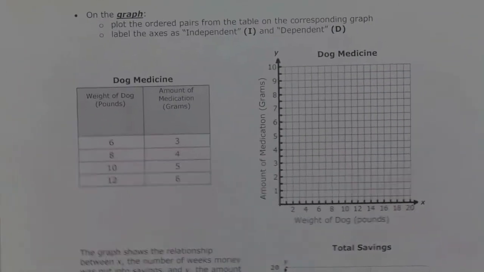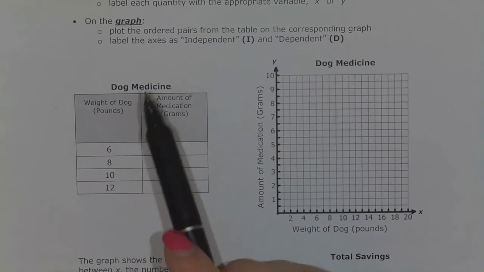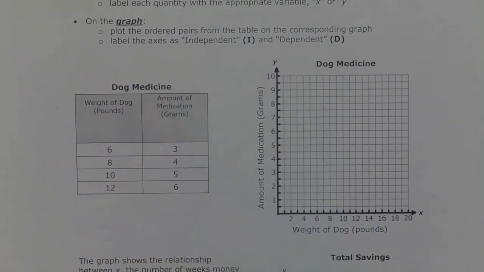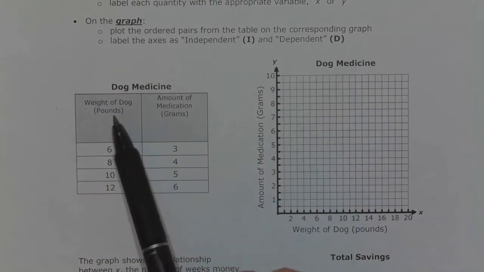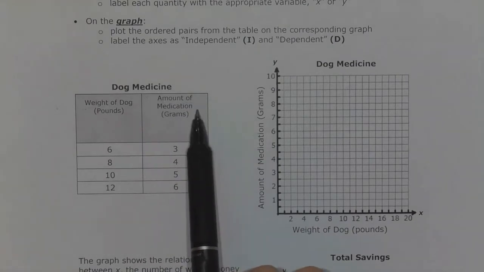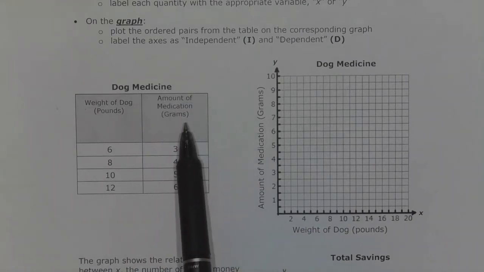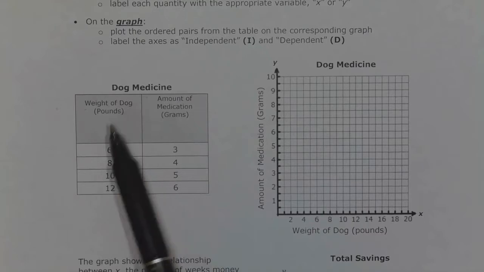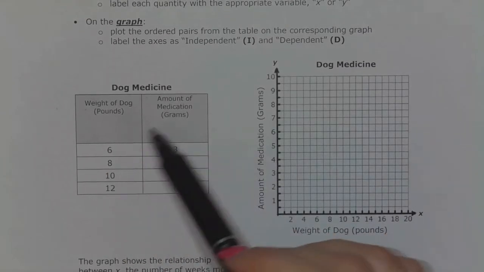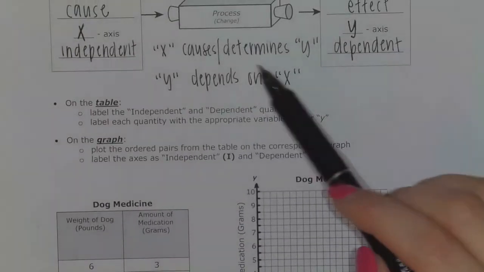So our first group here, it looks like I've got this table over here, and the title of my table is dog medicine. And that's really important. You always want to pay attention to what your table is talking about. So it looks like one column is the weight of your dog in pounds, and the other column is the amount of medication, but in grams. So I need to figure out which one is the independent, which one is the dependent, which one is x, which one is y.